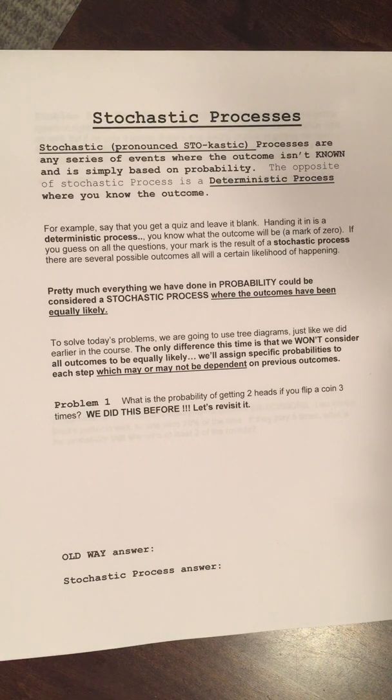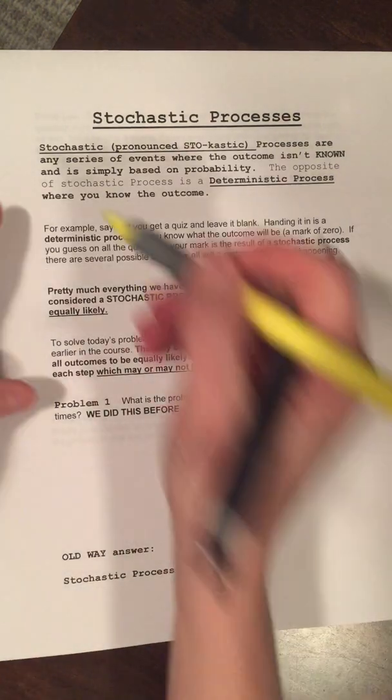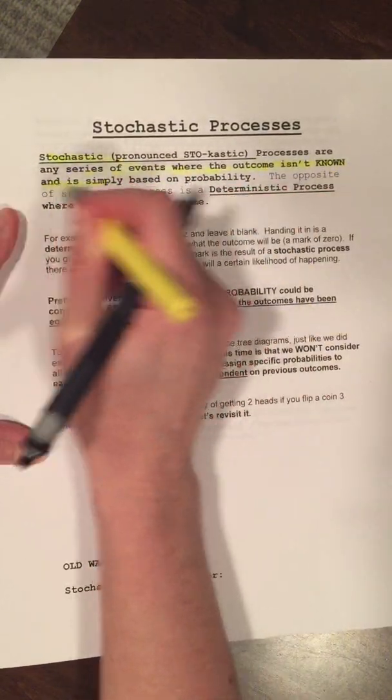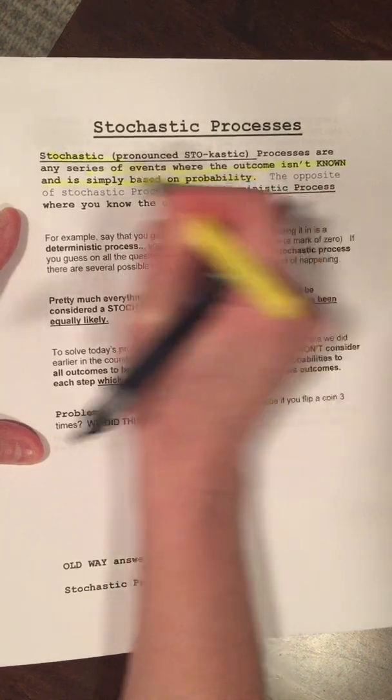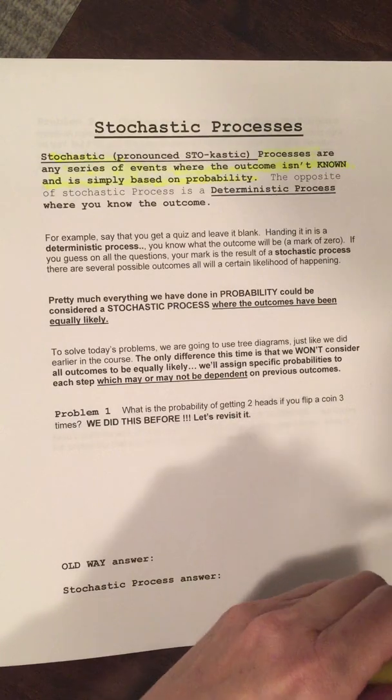The last lesson for probability is what we call a stochastic process. And it's actually pretty cool. I think it is anyways. Let's take a look at the theory and then we'll get into some examples. A stochastic process is a series of events where the outcome isn't known and isn't simply based on probability.